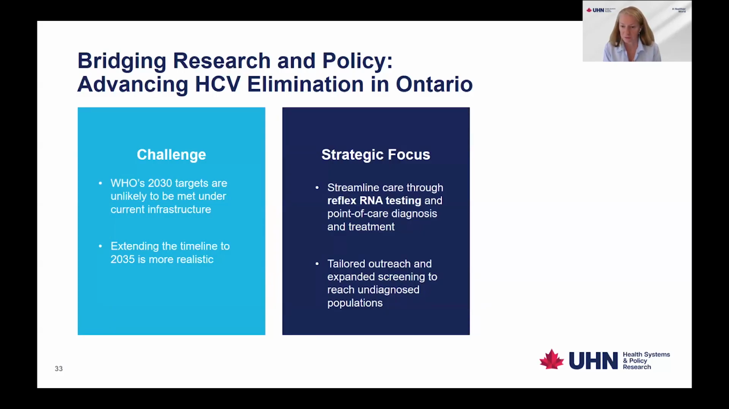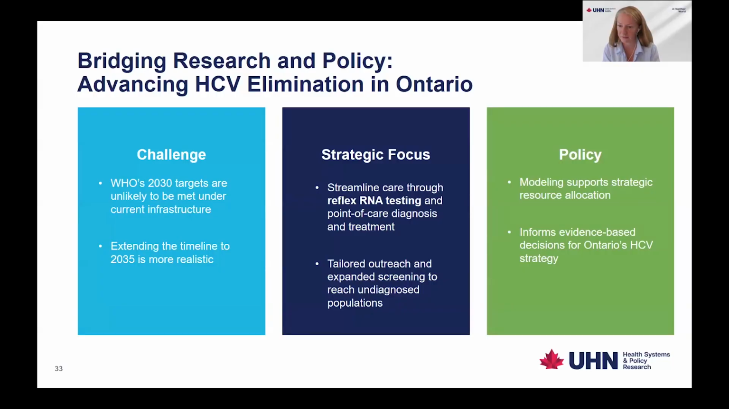In terms of strategic focus, from our perspective, we would want to streamline care through reflex RNA testing and also think about point of care diagnosis and treatment, minimizing the number of appointments people need so that they're linked to care very efficiently. And of course, tailored outreach and expanded screening to reach the undiagnosed populations, where there would be a greater benefit overall. Finally, our analysis would support strategic resource allocation into hepatitis C elimination. And as you will hear, this work contributed to inform evidence-based decisions for Ontario's hepatitis C strategy. That's something that HongAnh will be speaking to in the next slide.